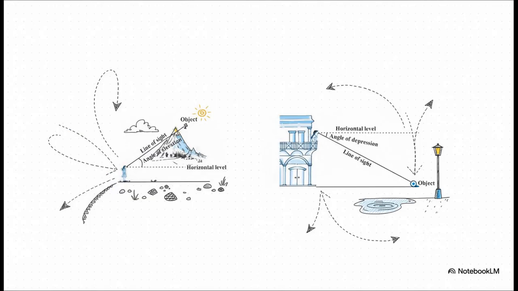So if you're looking up from a flat horizontal line, like you're looking at the top of that mountain, we call that the angle of elevation. And if you're standing on, say, a balcony and looking down at something, that's the angle of depression. It's the same basic idea, just in a different direction. It all depends on your point of view.